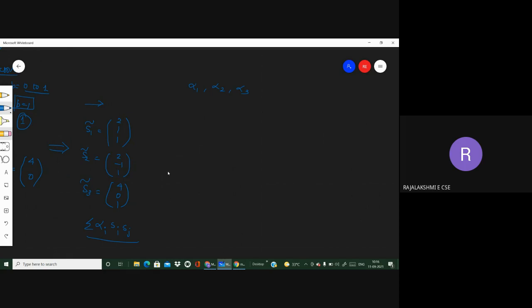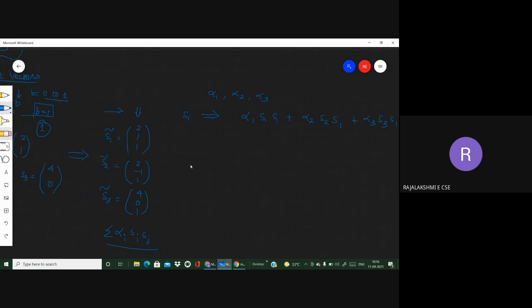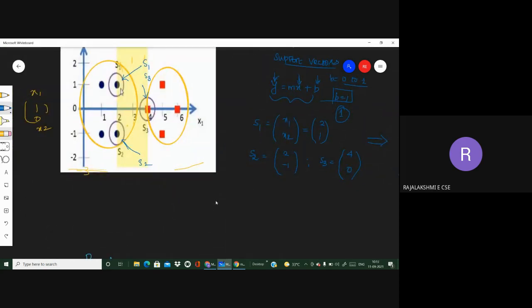So the first equation is based on S1. Based on S1, I'm going to write one equation where it will have alpha 1 into S1 into S1 plus alpha 2 into S2 into S1 plus alpha 3 into S3, and I'm joining S1 with this too. Which is equal to, listen, I'm going to consider these blue color things as negative vectors and these as positive vectors. I'm separating the positive class and negative class. Therefore, S1 and S2 must be equated to -1 and this red class must be equated to +1. That is negative class. Sorry, positive class.